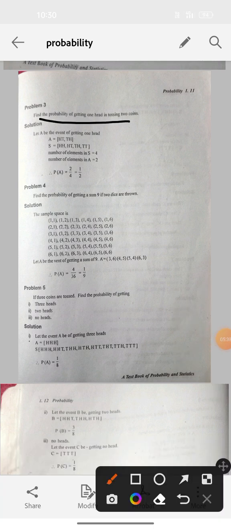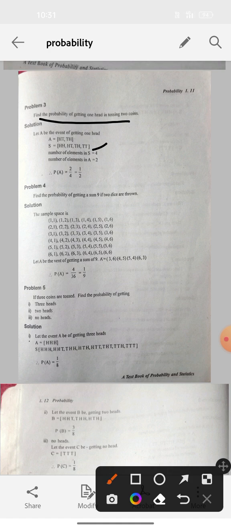Find the probability of getting one head in tossing two coins. So let us imagine tossing two coins. When you toss two coins, first, what is the sample space you will get? The sample space we can write as: after tossing two coins, you may get both heads, HH, or one head and a second one tail, HT, or one tail and the second one head, TH, or both the coins may turn into tail, TT.